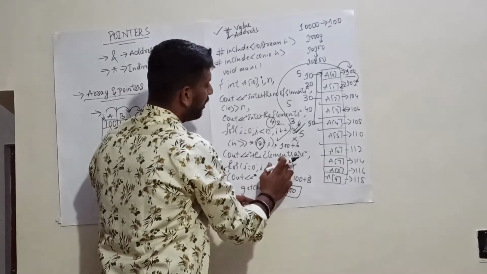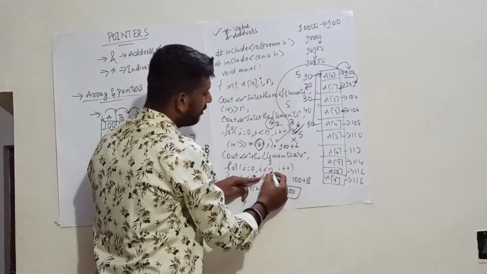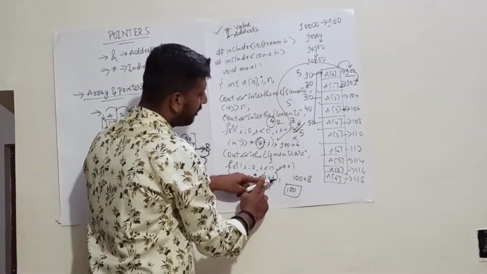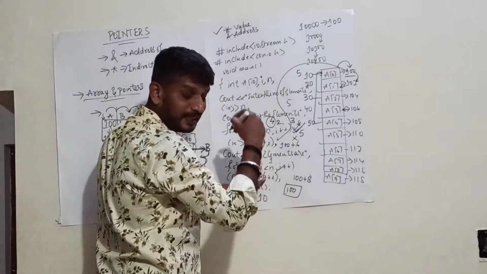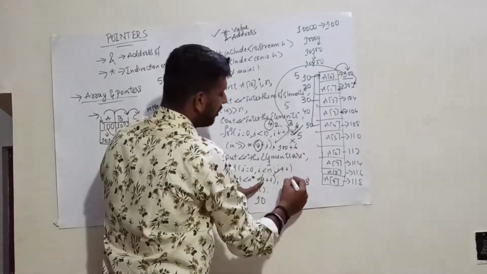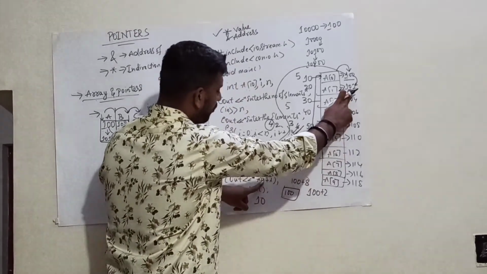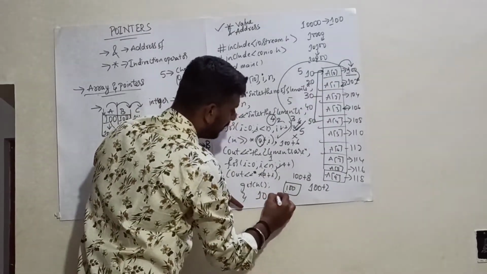Again what happens? I value gets incremented. I value now becomes 1. 1 is less than 5. It is true. So printf star of a value is nothing but 100. I value gets incremented in the steps of 2. So 100 plus 2, it is nothing but 102. Whatever the value you have at 102, that will get displayed. That is nothing but 20.